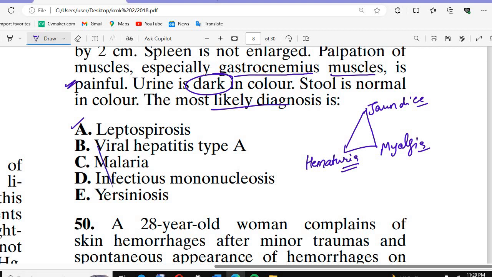Now you see the question, nothing else is given in it. So that's why we have the answer: leptospirosis. Okay, and it is transmitted by which urine? The rat urine, transmitted by rat urine. Okay, infectious mononucleosis is caused by the Epstein-Barr virus.